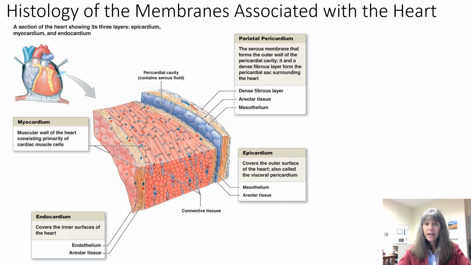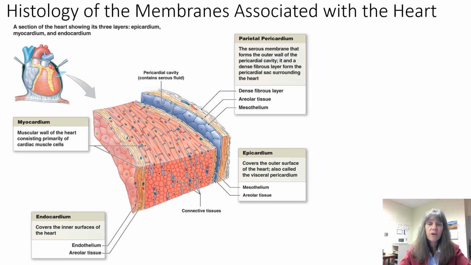When we look at the layers a little bit more closely, starting with the bottom right, we see the epicardium, which is also called the visceral pericardium. And you can see there are 2 different layers of tissue. We have mesothelium and areolar connective tissue. The mesothelium is actually a type of epithelial tissue that is made up of simple squamous epithelium.